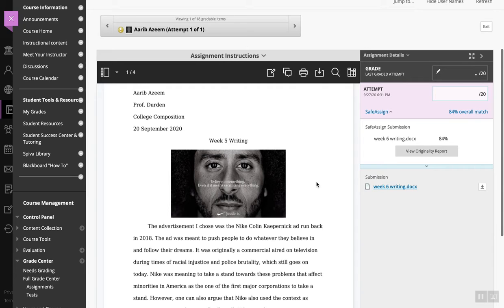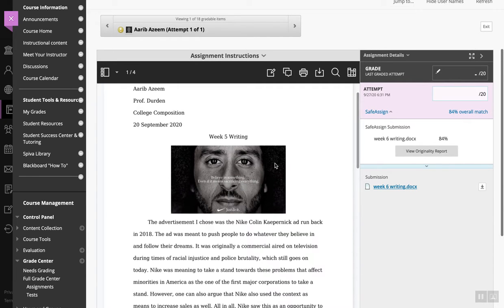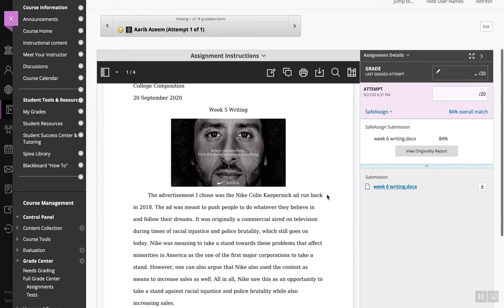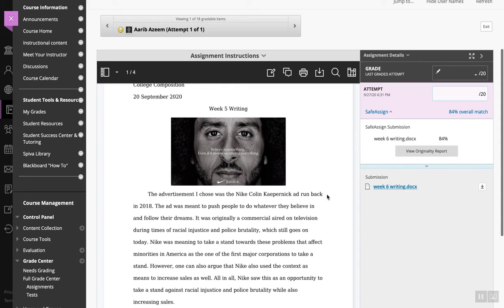I think that there's a lot of good things in this draft. I think that you made a good choice with the ad that you picked. I think that there is a lot to unpack with this ad, and I'm seeing some good things here.